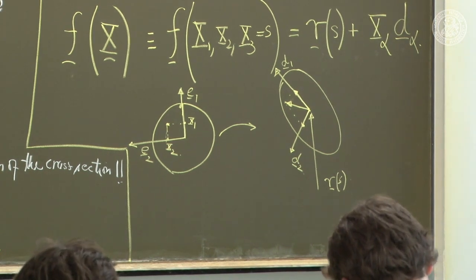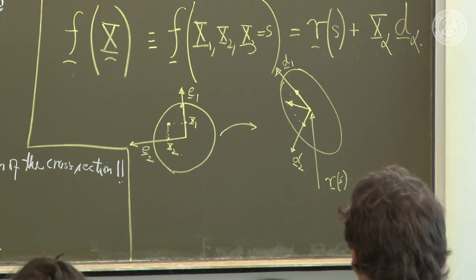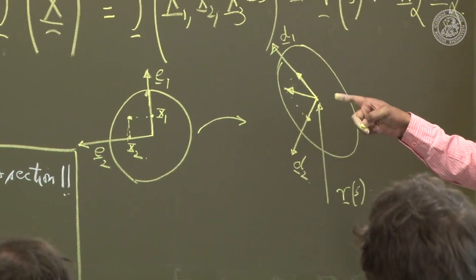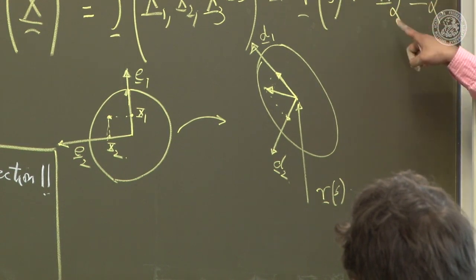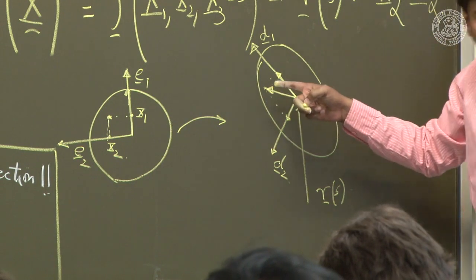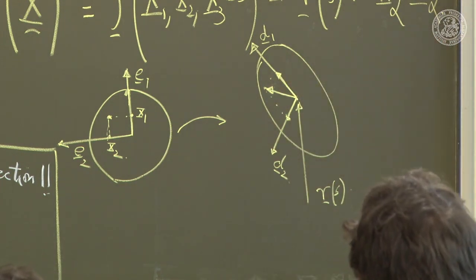Okay, I hope it's a bit clear. So what we see here is that d1 and d2 define the cross-section plane. And then you can know where any other point of the cross-section goes.